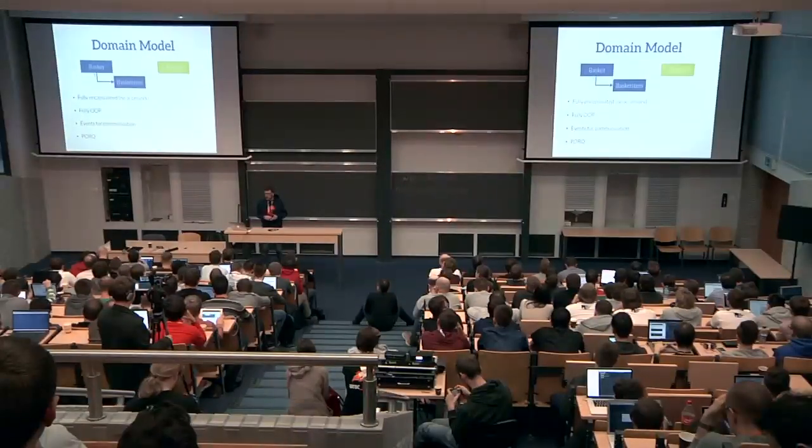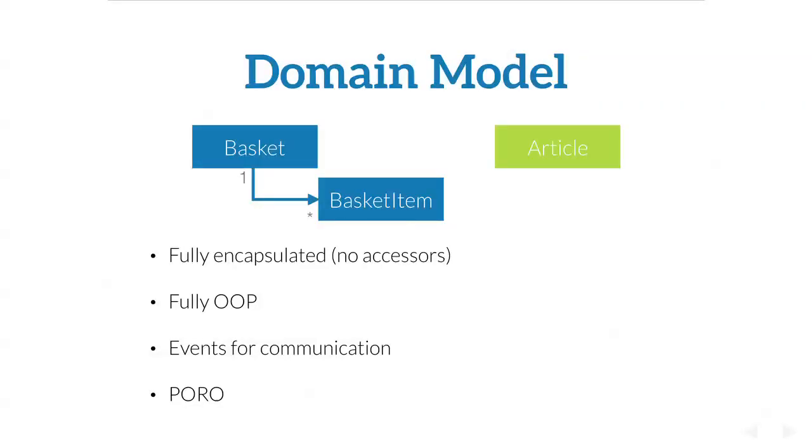So the domain model of this small application is quite simple. It's just a basket management application. It has a basket class that contains a collection of basket items, and an article class. This is an aggregate in terms of domain-driven design, so these two classes make an aggregate. The basket doesn't have any accessors, it's fully OO, uses events for communication, and is made of pure plain Ruby objects.